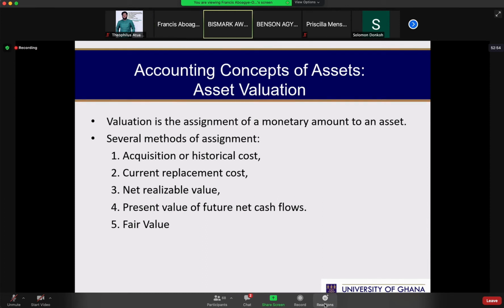Okay. So if you acquire a motor vehicle, you know that it's going to bring you future benefits. That's why you're recognizing it as an asset now. Is that okay?